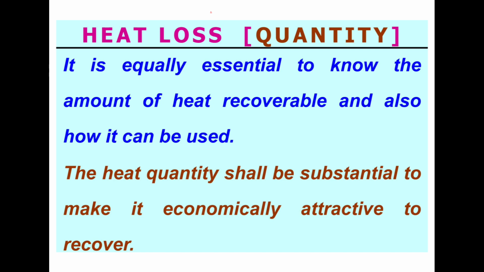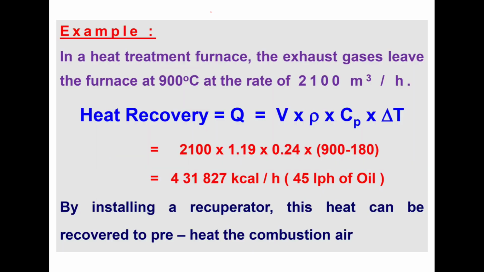The heat losses according to the quantity. It is equally essential to know the amount of heat recoverable and also how it can be used. The heat quantity shall be substantial to make it economically attractive to recover. Example: in a heat treatment furnace, the exhaust gases leave the furnace at 900 degrees Celsius at the rate of 2100 meter cube per hour.